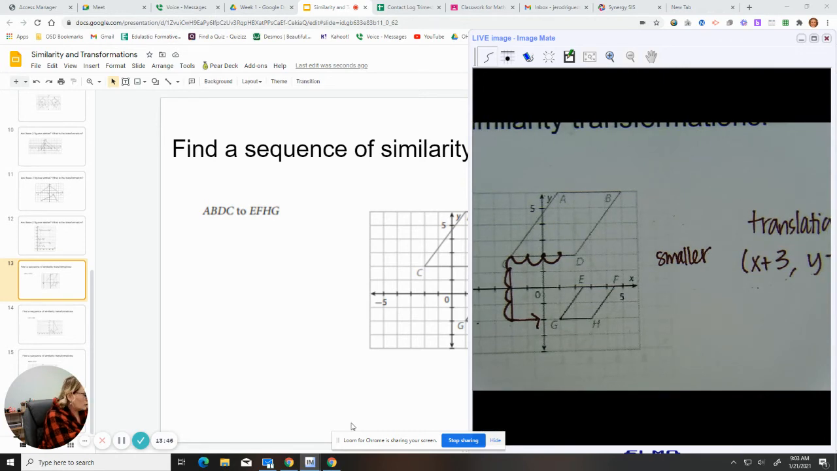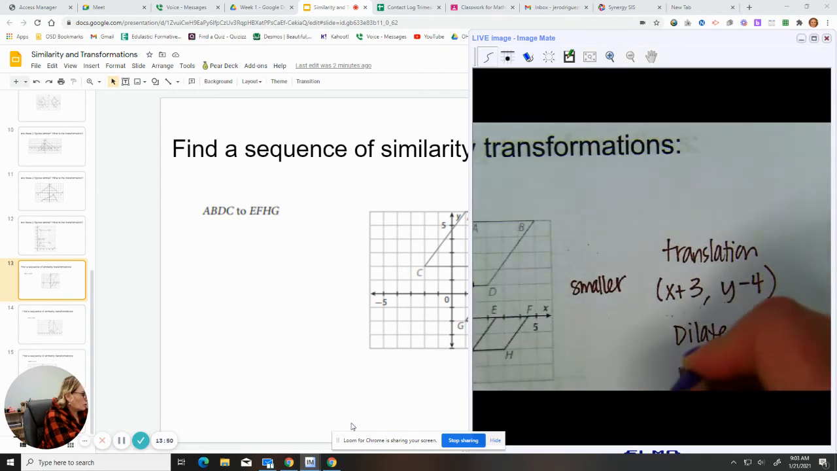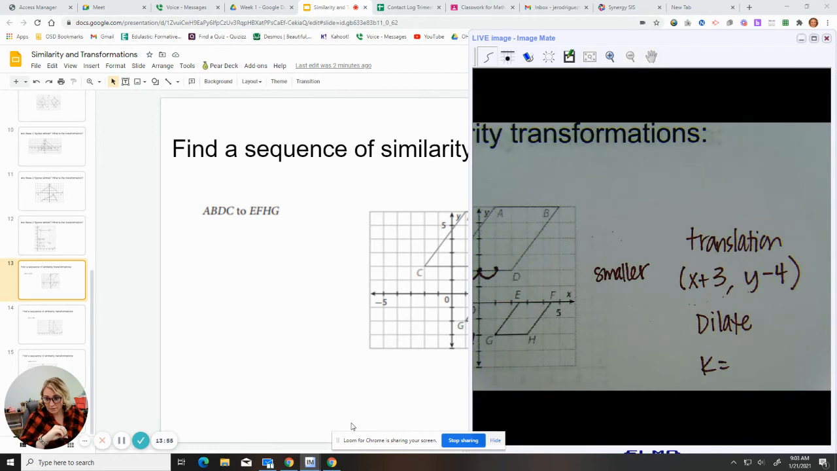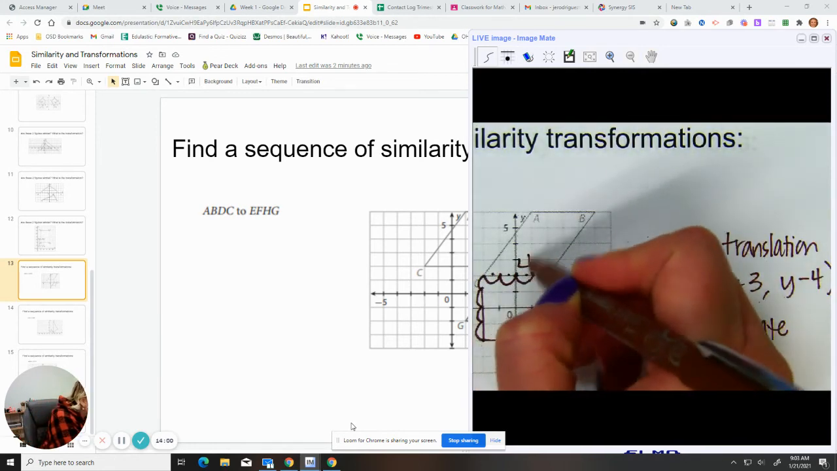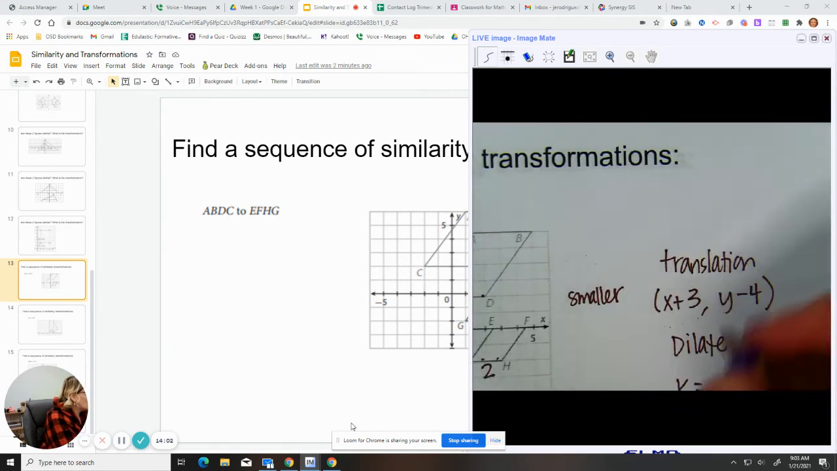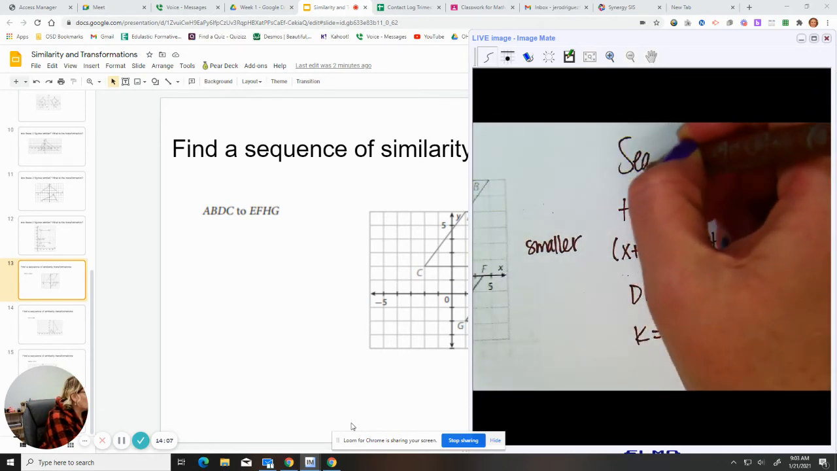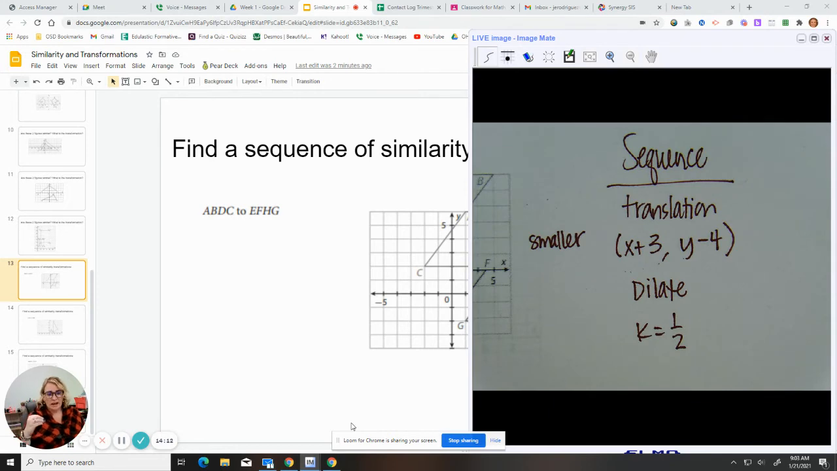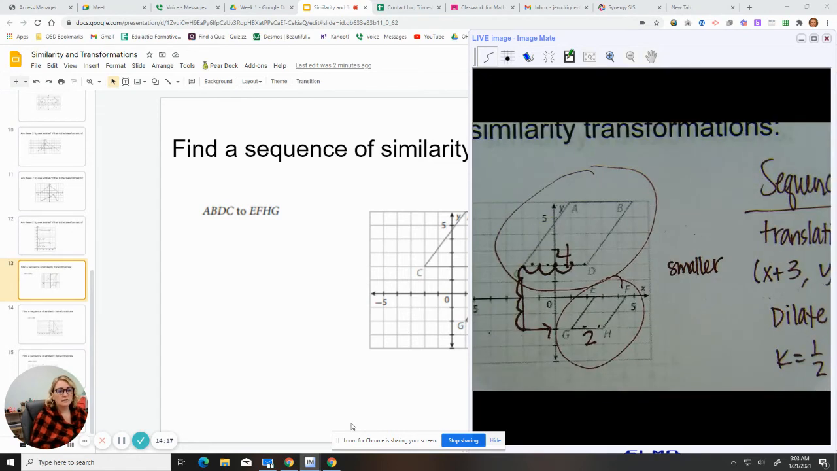And now we have to figure out, well, what did we dilate by to be able to do this? And we know that it has to be a fraction because we went smaller. So we know that we went from 1, 2, 3, 4 across to 2 across, which tells us that we cut it in half. So this would be our sequence from translation to dilation to get from our original figure to our smaller, newer figure. Okay?